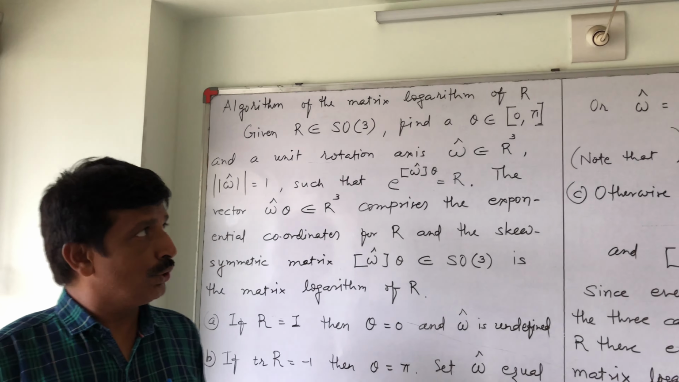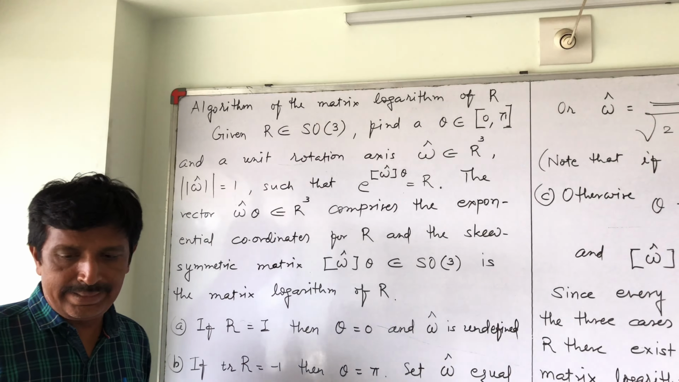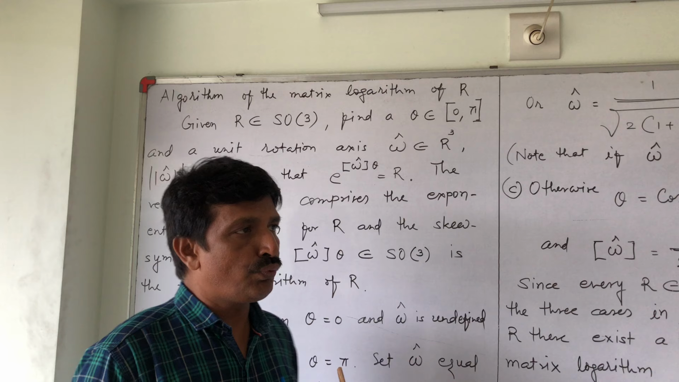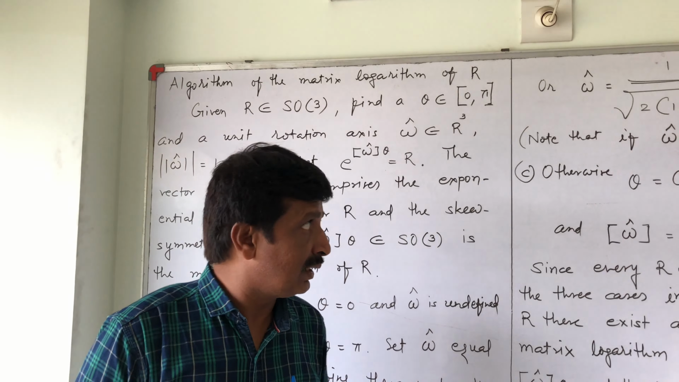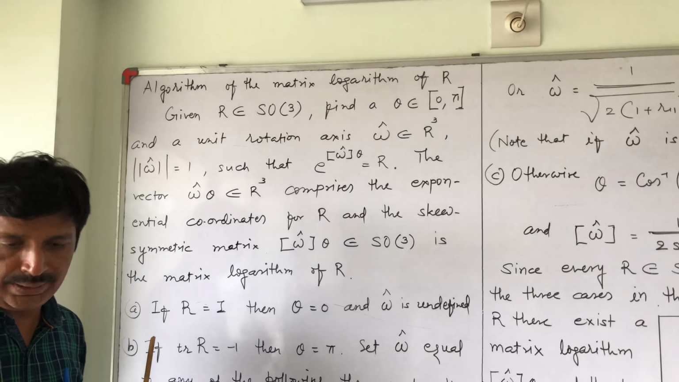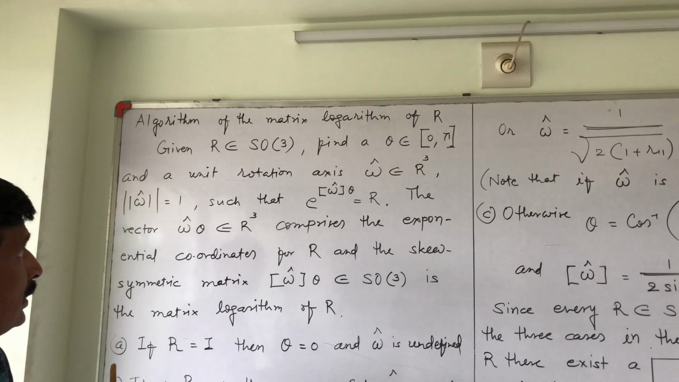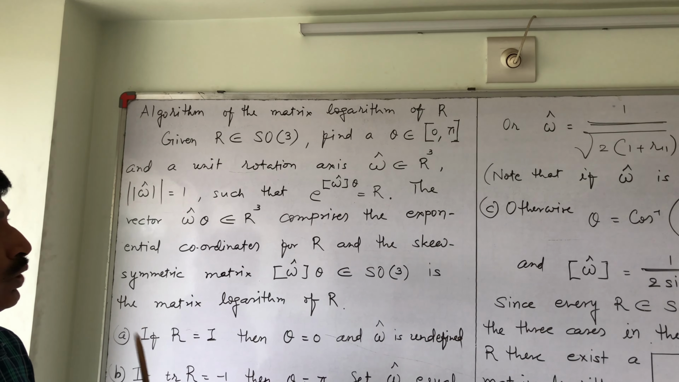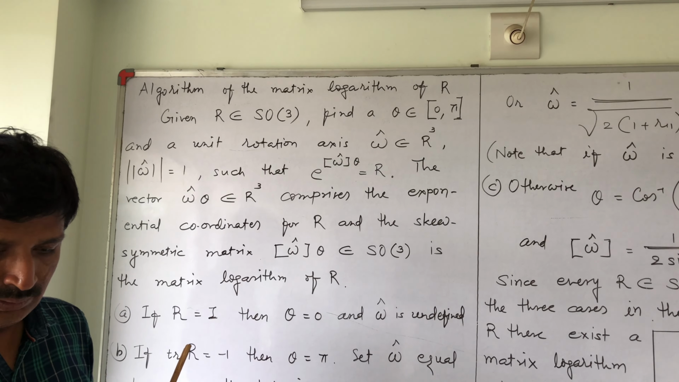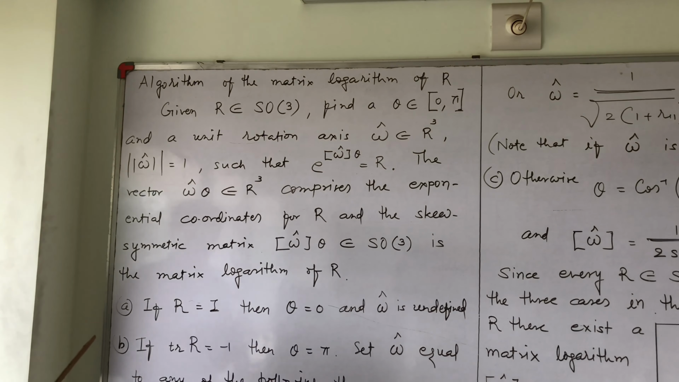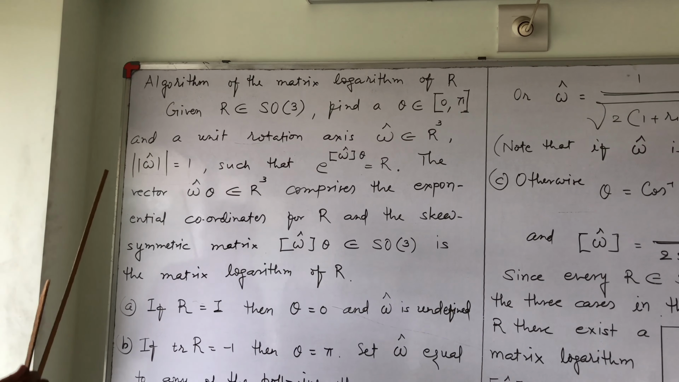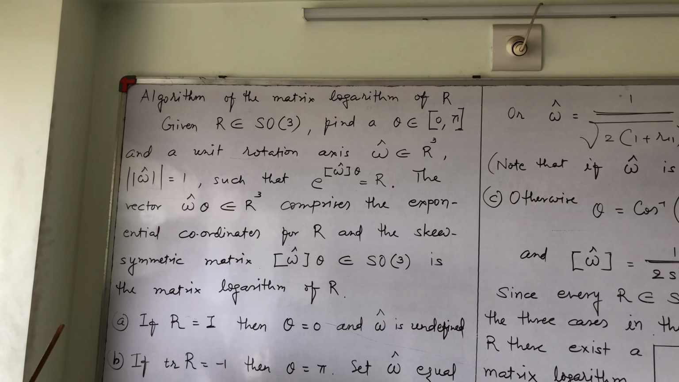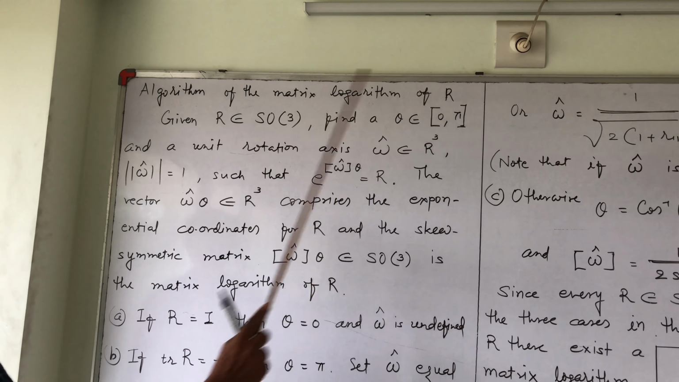In our previous video, we discussed in great depth how to find the axis of rotation omega cap and an angle theta up to which we have to rotate a vector for a given rotation matrix. From this, we have made shortcut formulas: the algorithm of the matrix logarithm of R.